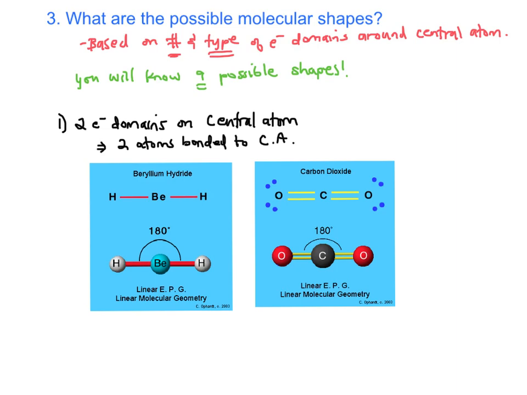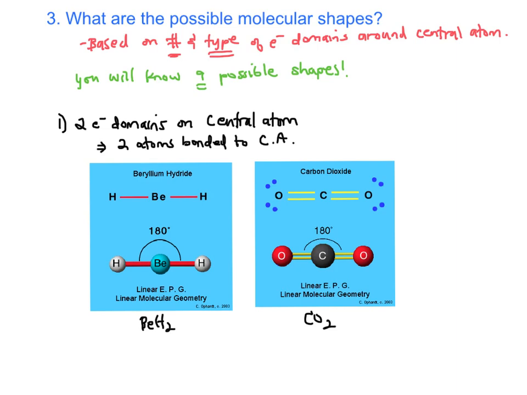So this kind of molecule with 2 electron domains on your central atom really just means that you have 2 atoms bonded to your central atom. So I have 2 examples: beryllium hydride and carbon dioxide, BeH2 and CO2. On your notes, I already filled this in for you, or at least this particular one I filled in using carbon dioxide. But I wanted to give you a second example.